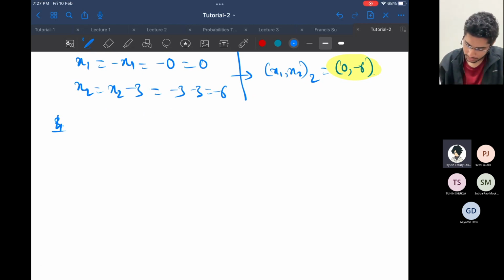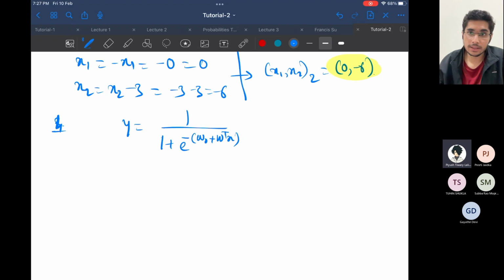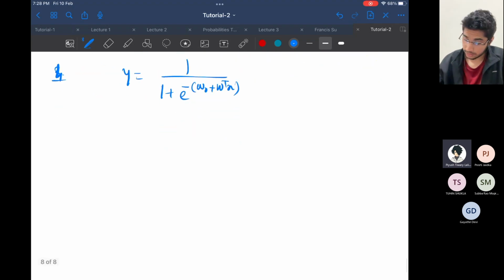Okay, so I have to see the fourth question. You have been given a diagram in the fourth question. And the y that is there, they are saying that it is 1 over 1 plus e raised to minus something. So it's your logistic function. Which of the following statements is true with respect to the above diagram? Let me draw that diagram first.